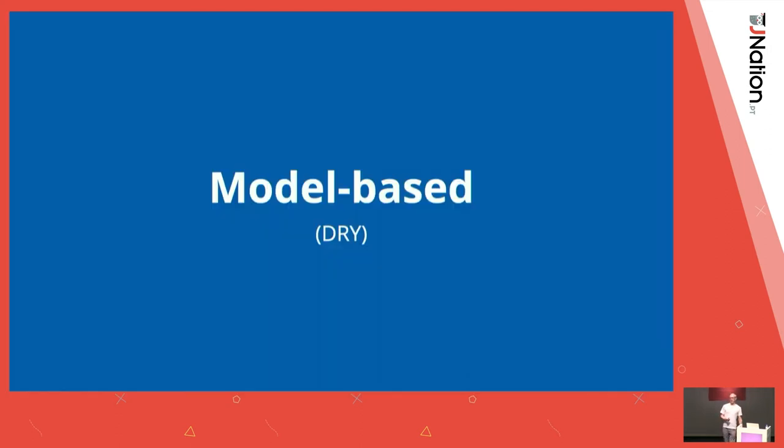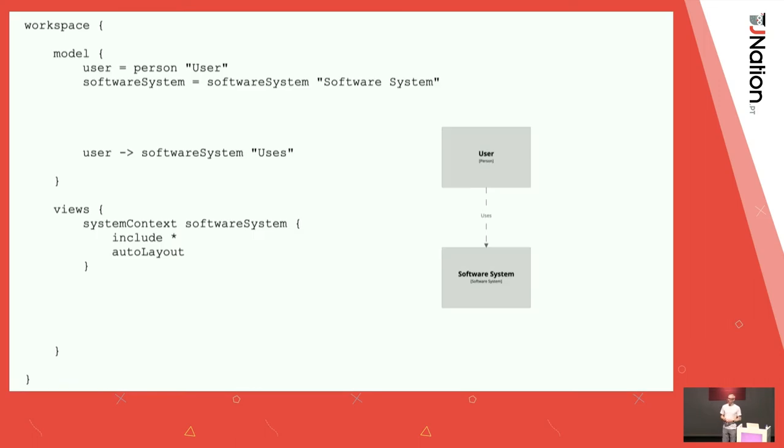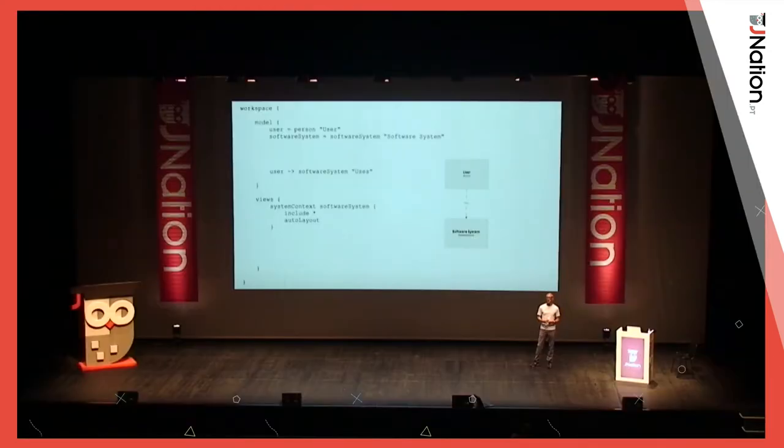Number two is model-based. One of the things we always talk about in software development is don't repeat yourself. But when we're crafting up architecture diagrams, that's exactly what we're doing. We're copy-pasting boxes and lines from a Visio sheet to another one. So this is an example of the Structurizr DSL. What we're doing here is we're crafting up what's called a workspace. A workspace is nothing more than a wrapper for two things. Number one, a model. A model describes your elements and the relationships between those elements. And number two, a set of views.